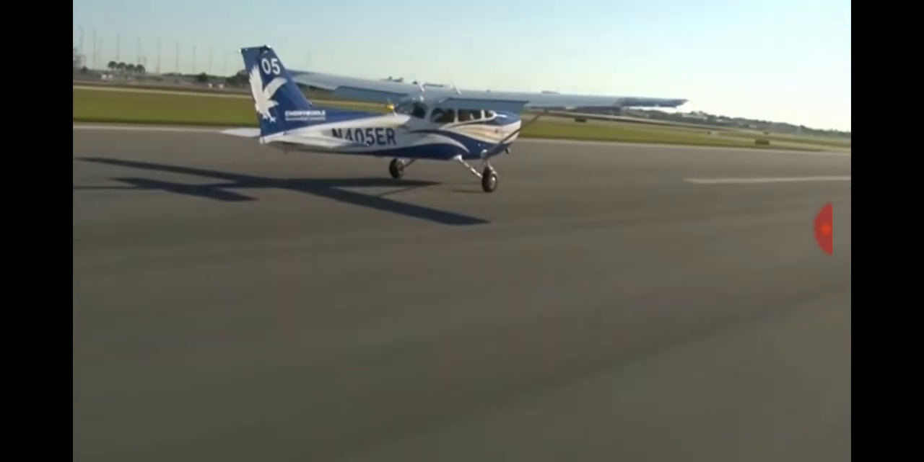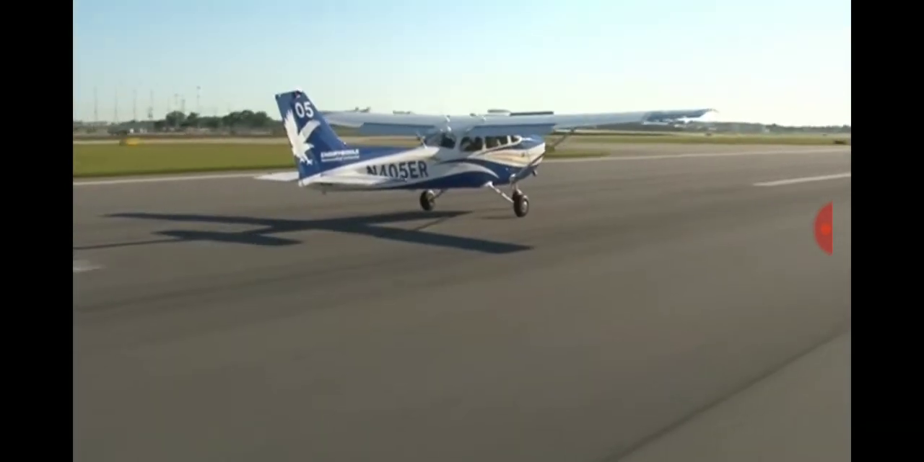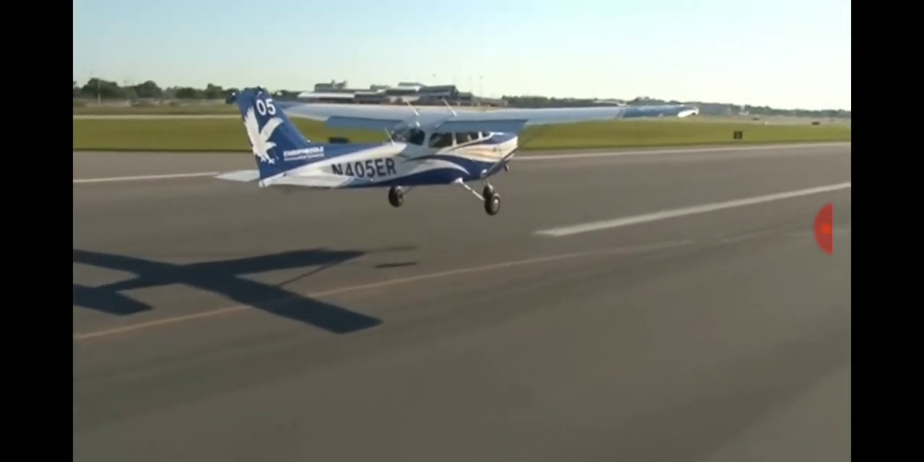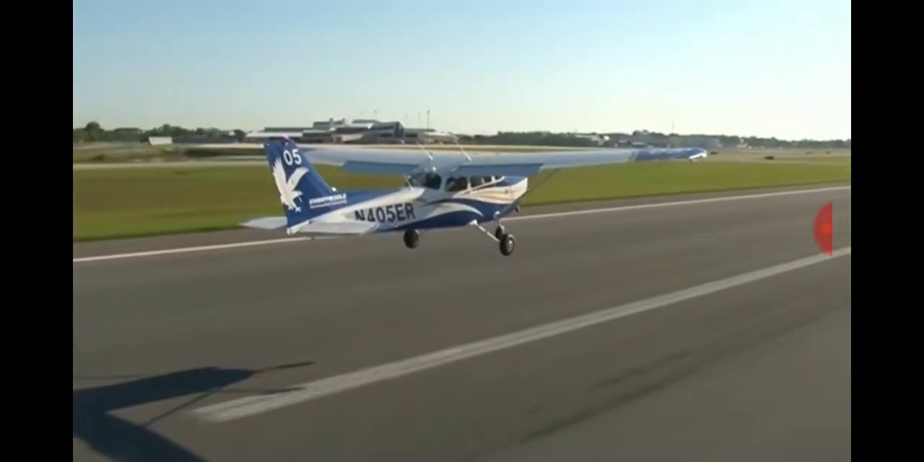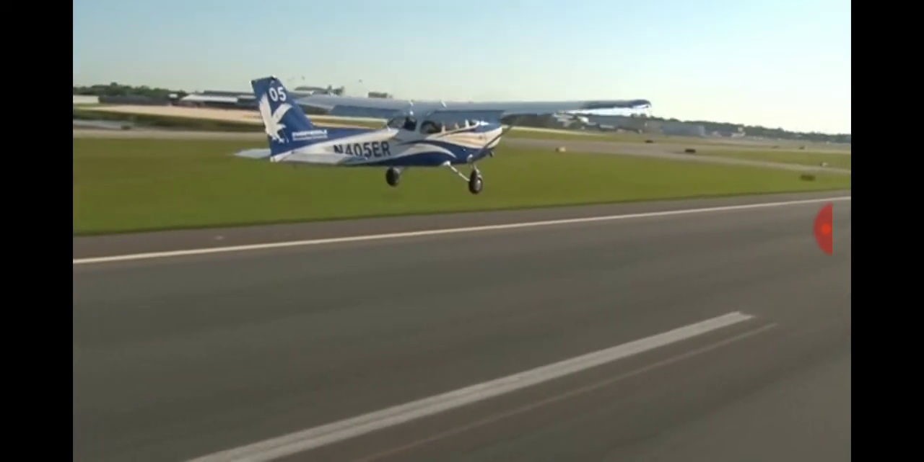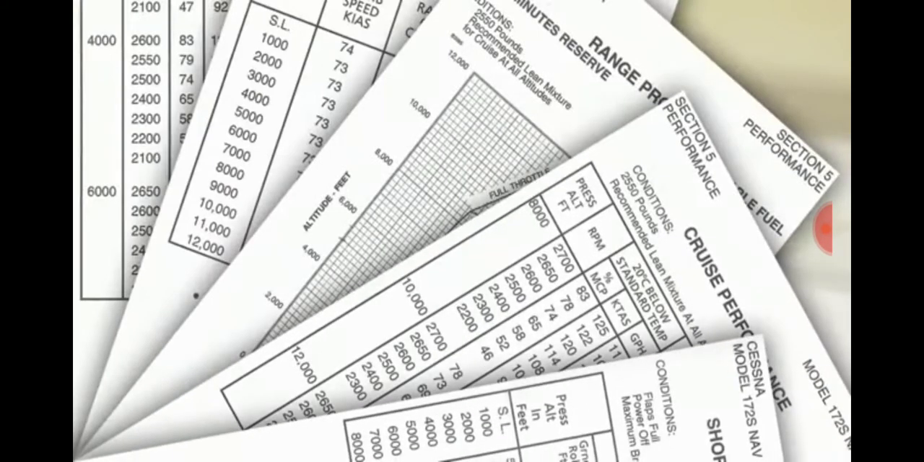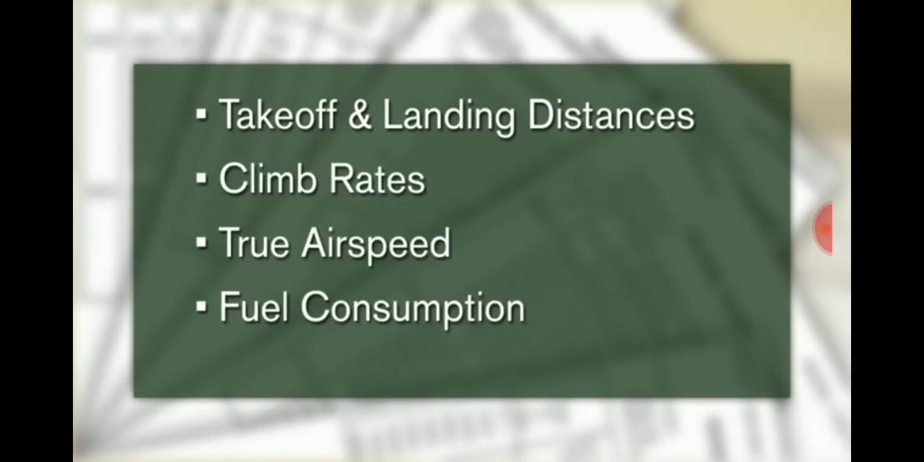In this segment, we will look at various factors that determine aircraft performance and how pilots can plan in advance for variations in that performance by using the information provided by the manufacturer for their specific airplane. Aircraft manufacturers publish performance charts to allow pilots to calculate the aircraft's performance numbers, including things such as takeoff and landing distances, climb rates, true airspeed, and fuel consumption.